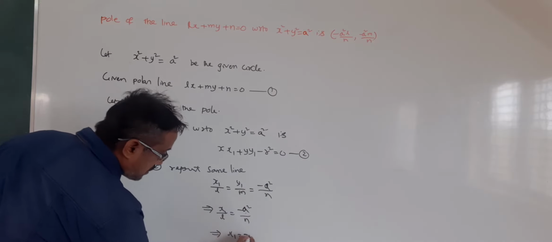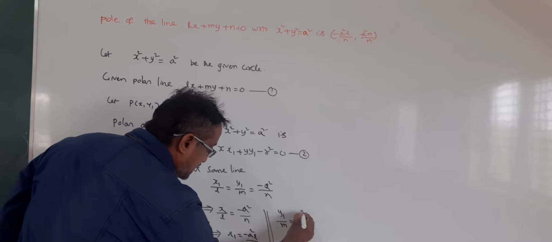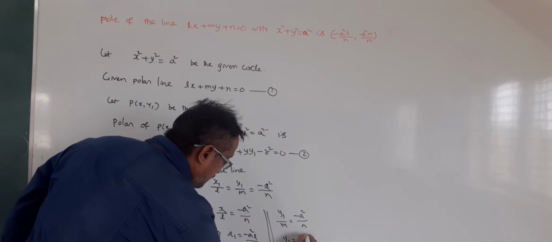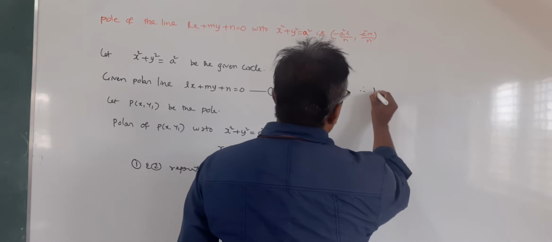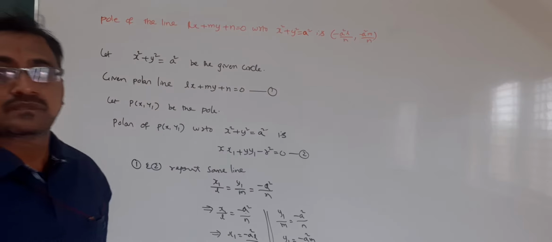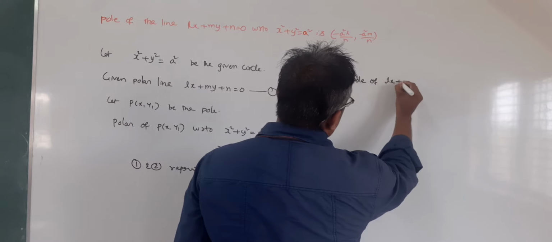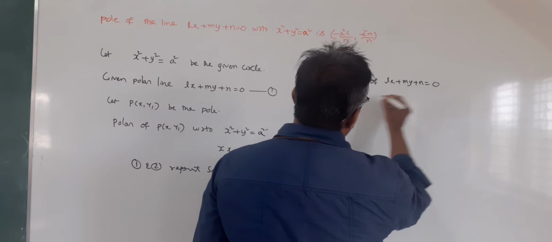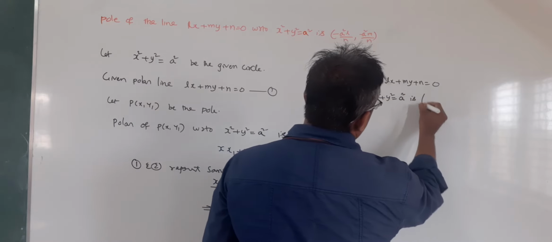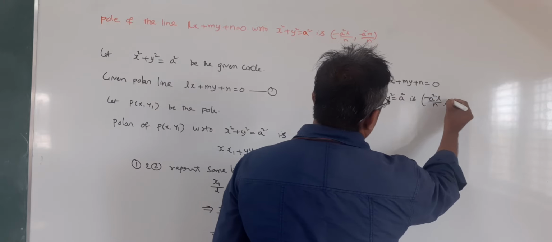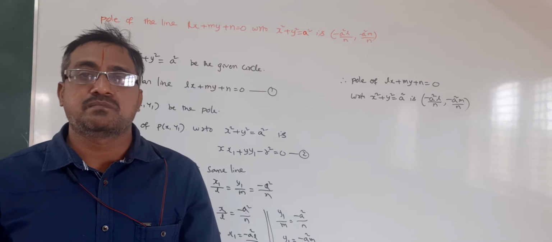So x1 is equal to minus a square l by n, and y1 by m is equal to minus a square by n. So y1 is equal to minus a square m by n. Now you have the pole. Therefore, the pole of lx plus my plus n equal to 0 with respect to x square plus y square is equal to a square is minus a square l by n comma minus a square m by n. That is the pole of the line. Very, very important concept.